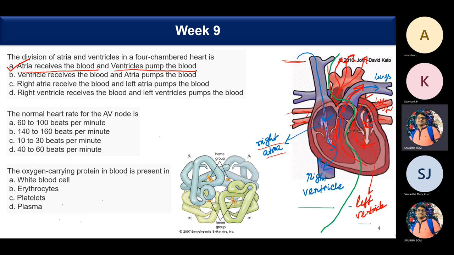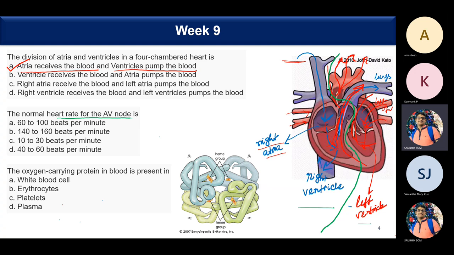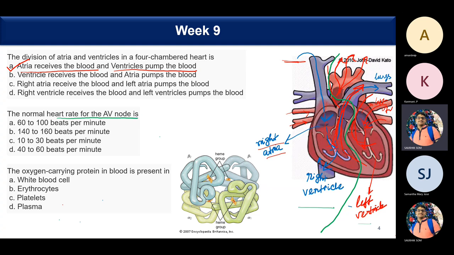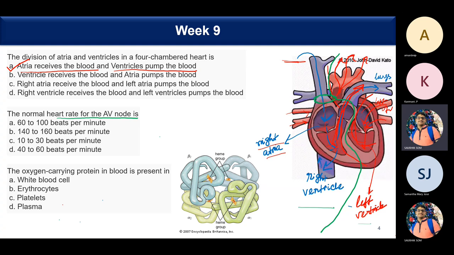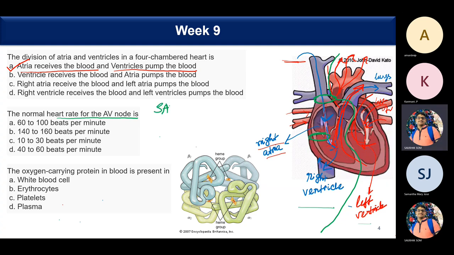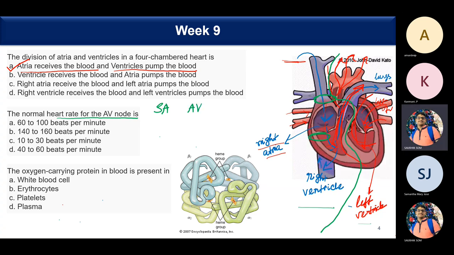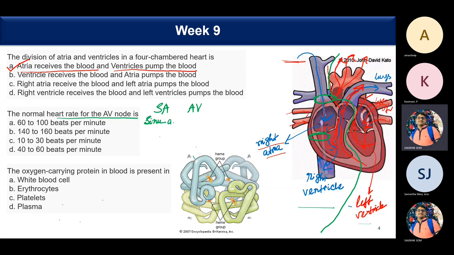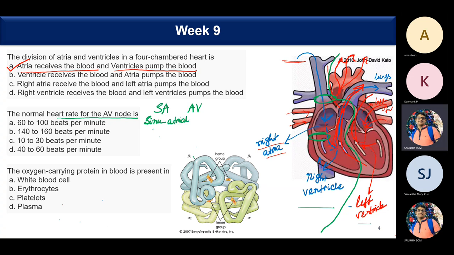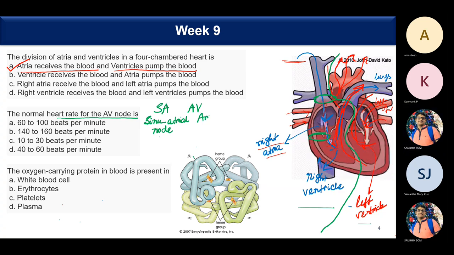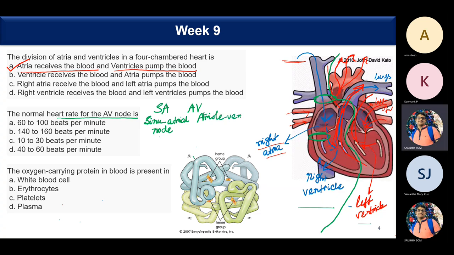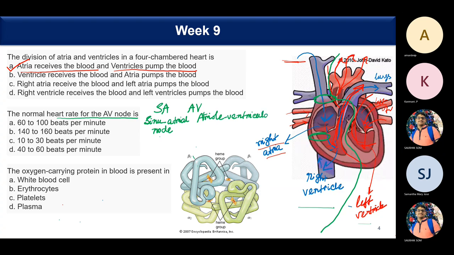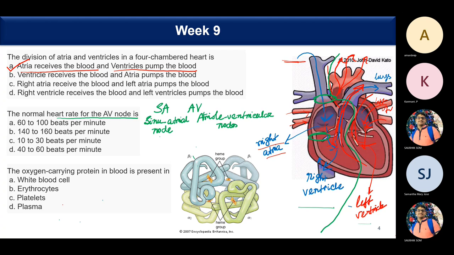The normal heart rate for the AV node is, so we have two kinds of nodes, right? Here, at kind of this position, we have the SA node. And at kind of this position, we have the AV node. So we have two nodes, SA node and AV node. Sinoatrial node as well as atrioventricular node. There are two nodes.